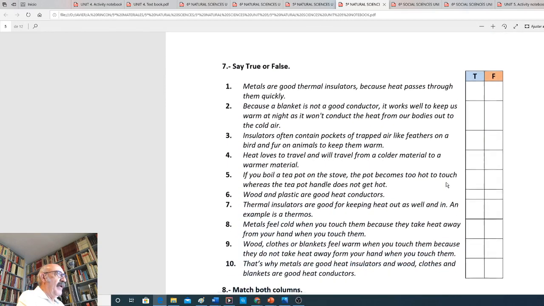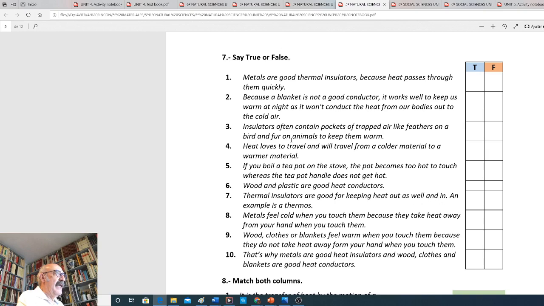And then we have exercise number 7. So what do you think? Number 1, metals are good thermal insulators because heat passes through them quickly.